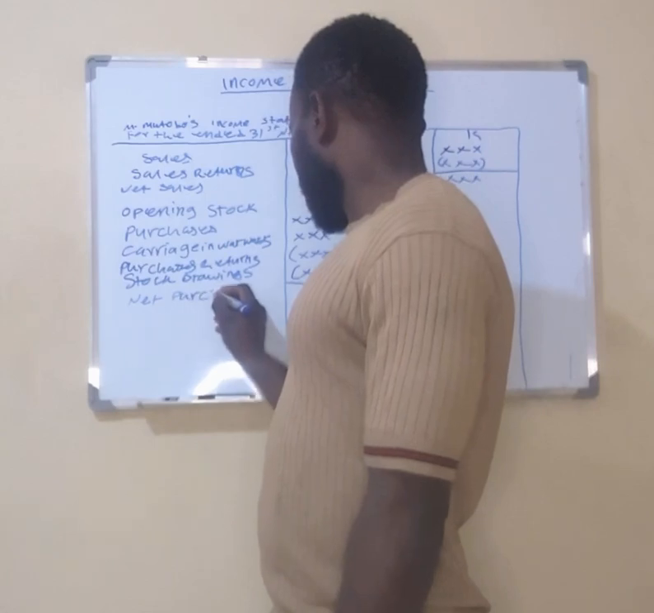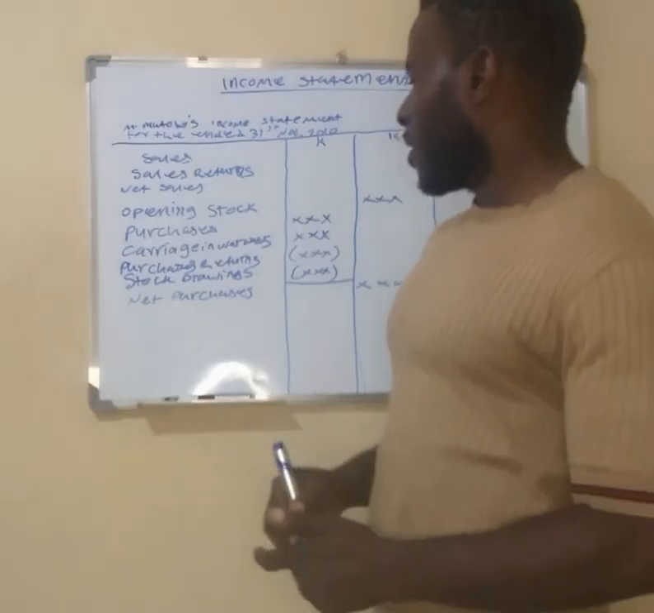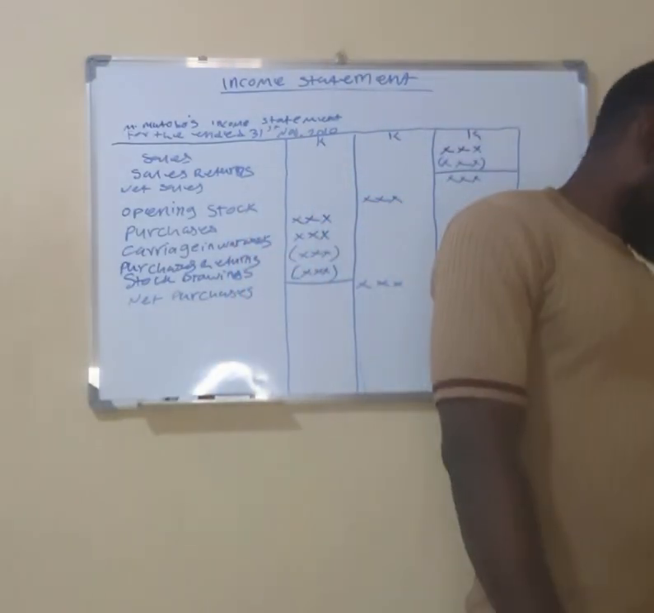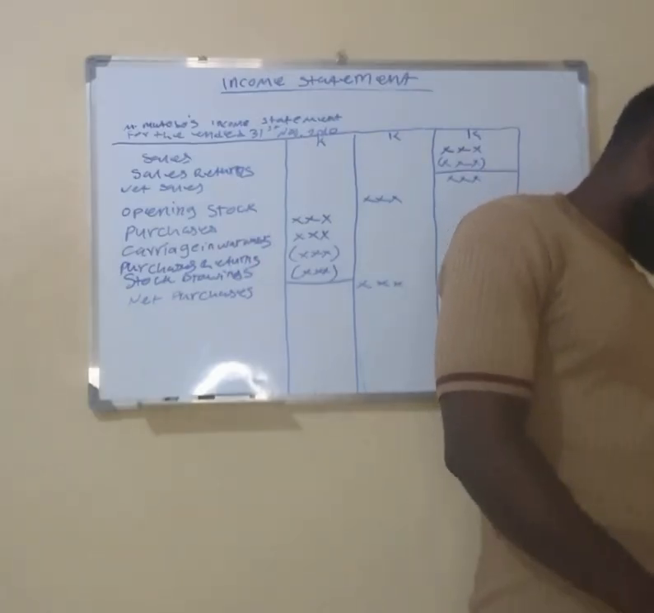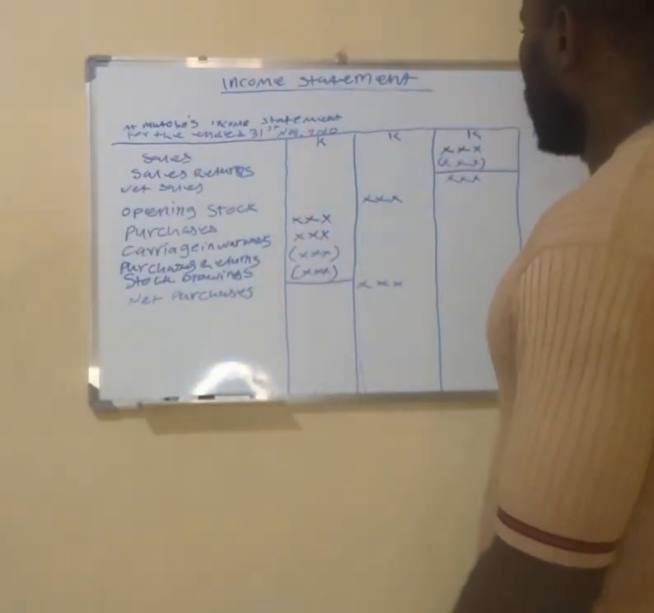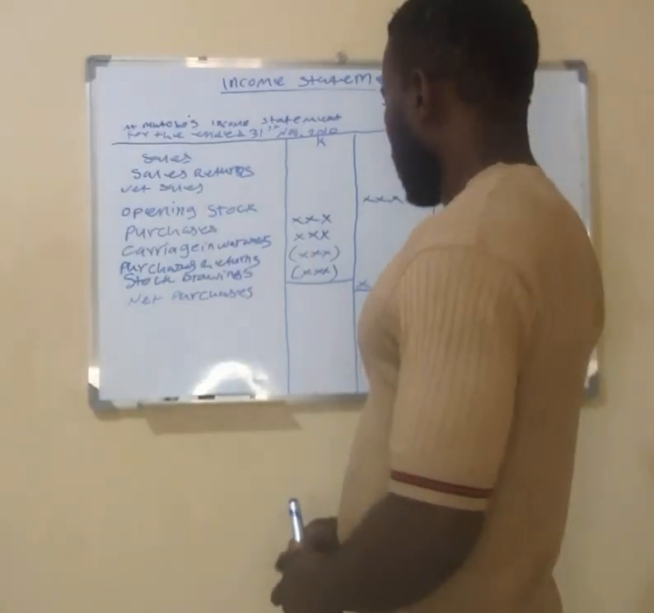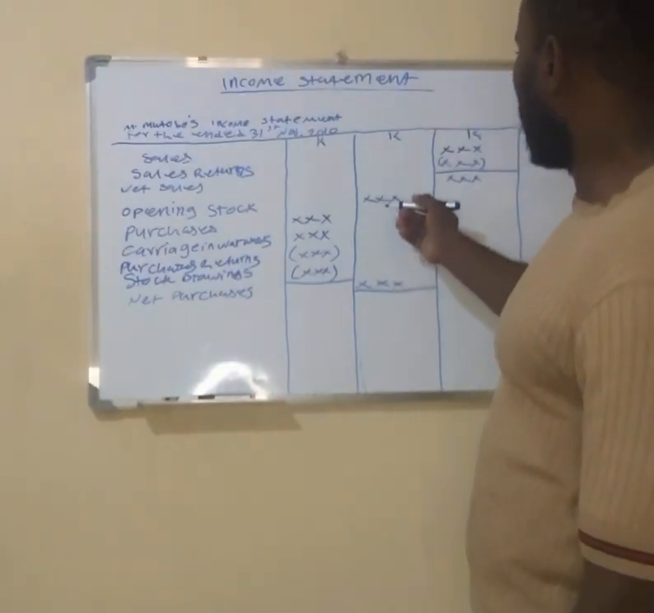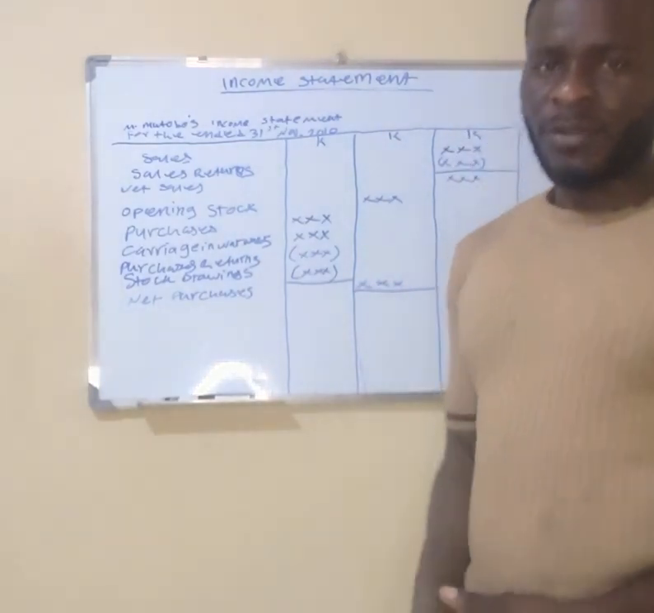So these are the purchases now that you have available. They are called net purchases. Now, after this, you are going to add this to the opening stock, because these are the purchases that we have, the net purchases.